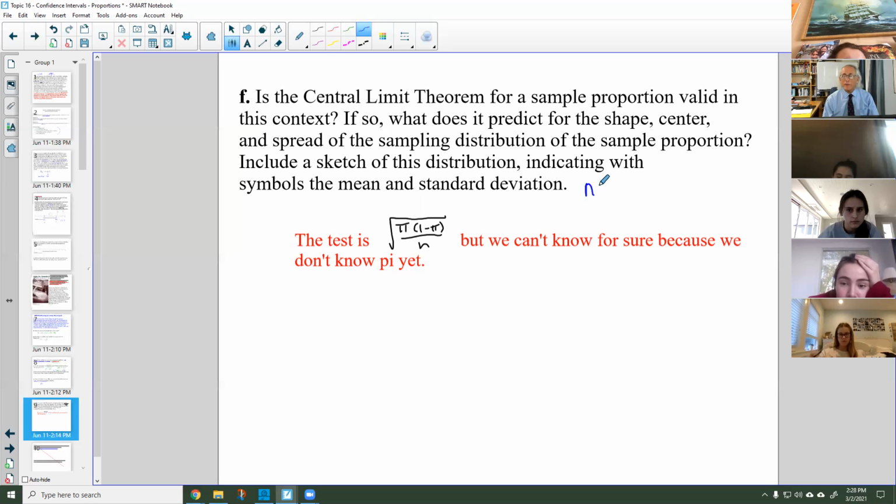Okay. n times pi has to be greater than 10, and n times 1 minus pi has to be greater than 10. Both of those have to be true. Do you see it on your sheet where that is? But we have a problem. I have a really big problem. I don't know what pi is. I know what p hat is, but I don't know what pi is. What am I going to do?